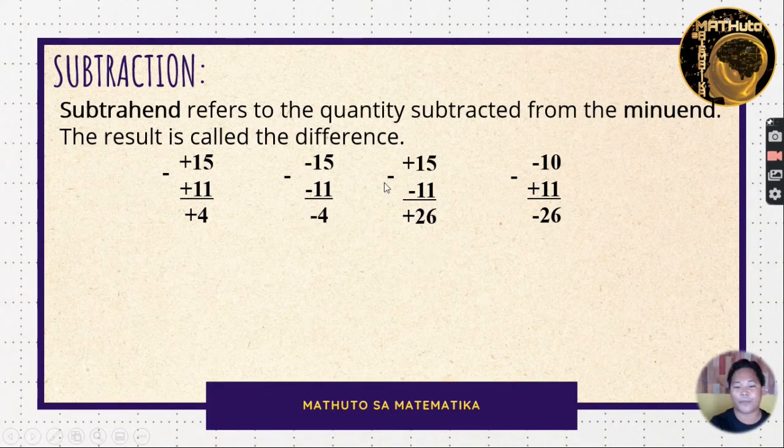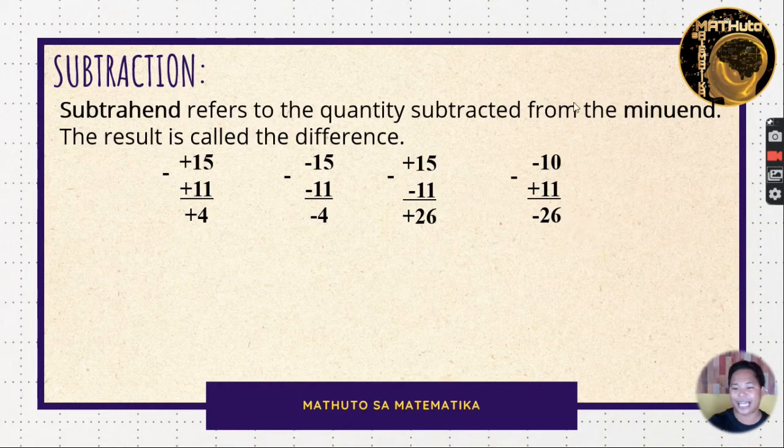In this third example, mag-change po ng sign yung negative 11. So, magiging positive po siya. So, magiging positive 11. Then, this minus sign will become plus sign po. So, positive 15 plus positive 11. Ang sum po natin ay positive 26.